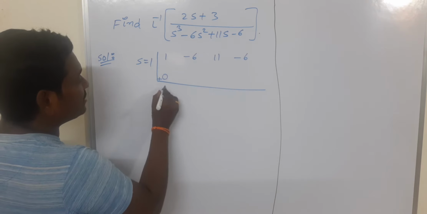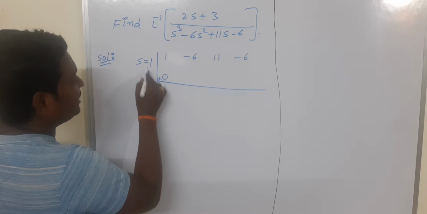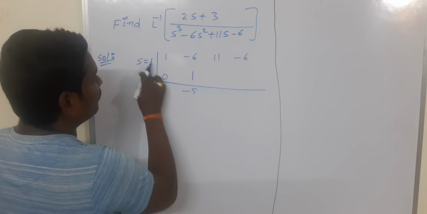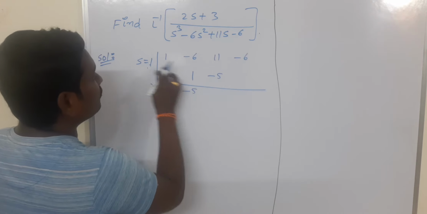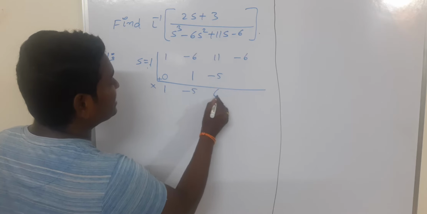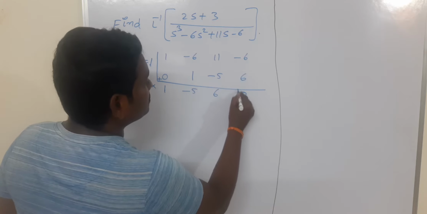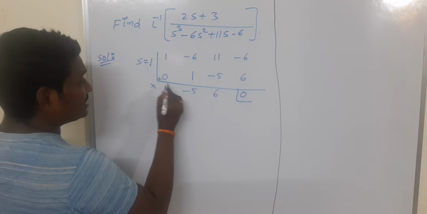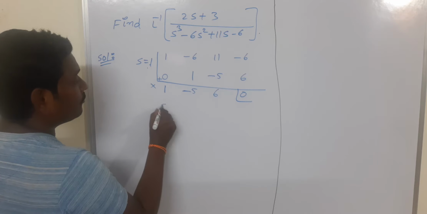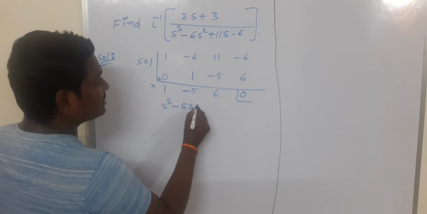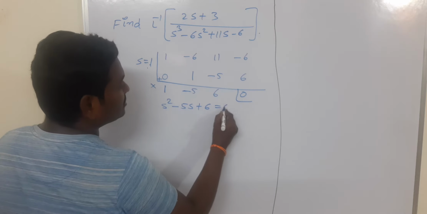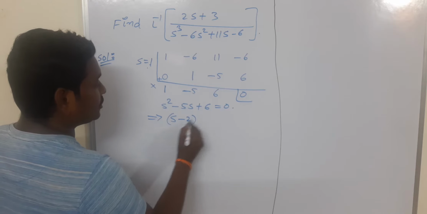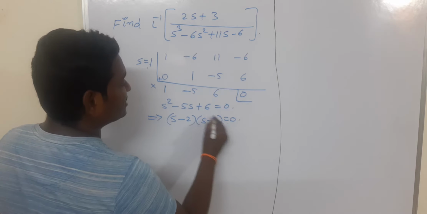Okay, in the synthetic division method, blindly replace 0 here and add the both terms. So you will get 1 plus 0, 1, and multiply, 1 into 1 and write 1 here. Minus 6 plus 1, minus 5. 1 into minus 5, minus 5. So 11 minus 5 is 6. 1 into 6 is 6 here. So minus 6 plus 6 is 0. So these are the coefficients of the quadratic term now. 1 into s square minus 5s plus 6 is equal to 0. So s minus 2 into s minus 3 are the factors for this equation.